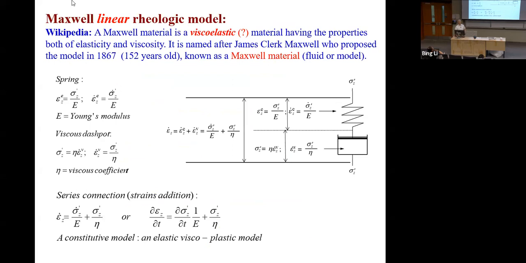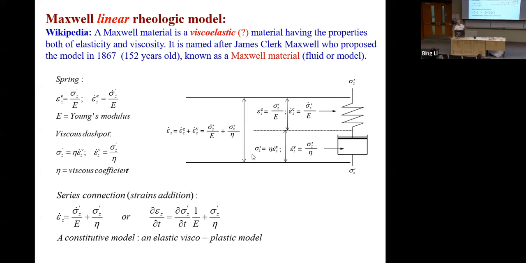I'll show you, especially the Maxwell linear rheological model can be derived. I mean, the constitutive relationship can be derived by considering, for example, a spring. For the spring, we can use Hooke's law to describe. That means strain is equal to effective stress divided by Young's modulus constant. By differentiation, we have a strain rate and stress rate. And E is the constant, so when you do the differentiation, there's no change.